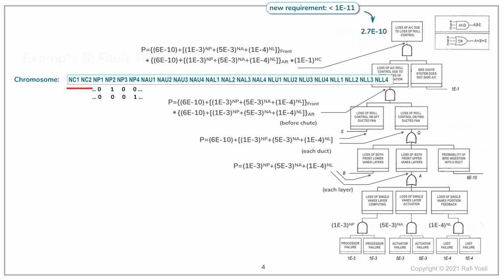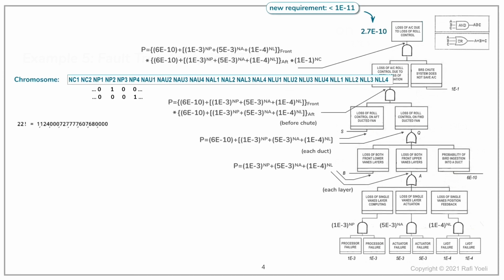Similarly for the number of chutes, NC, number of actuators, NA, and number of LVDTs, NL, where the letters U and L are added where there's a difference between the upper and lower control vanes. For example, NLU2 is a gene that represents double redundancy of LVDTs in the upper vane cascades.